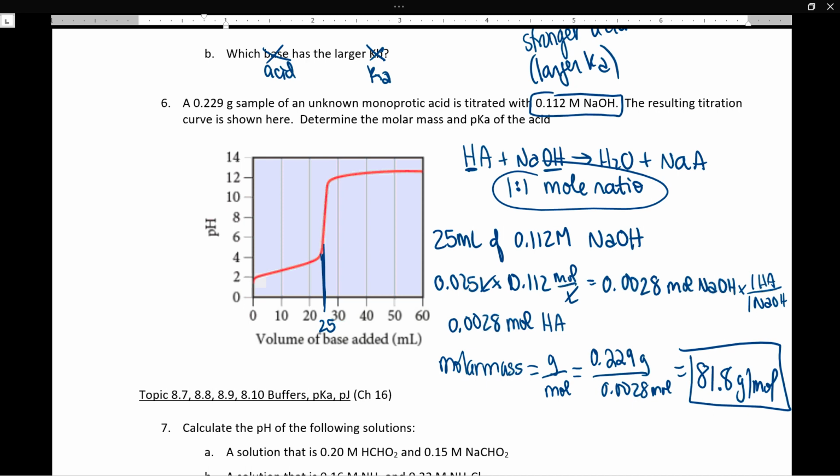Other question also asked me for the pKa. So I'm going to say the pKa is around 3. Okay, and I estimate that from the half equivalence point.